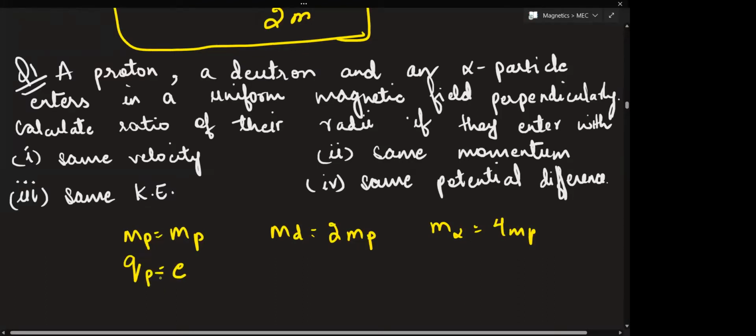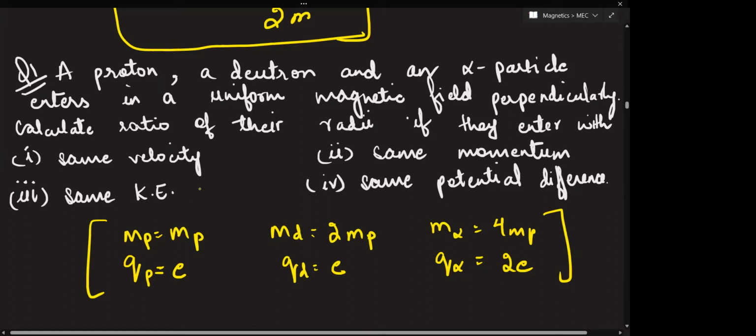The charge on a proton is e, the electronic charge which we discussed in the first lessons, 1.6 into 10 to the power minus 19. The charge on a deuteron is also e, whereas the charge on an alpha particle is twice the electronic charge. Again, this data is not a part of the question. I have given it to you so that you can at least try the first part.